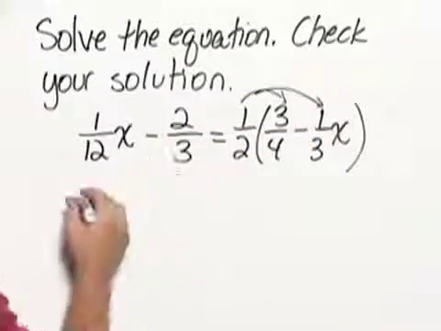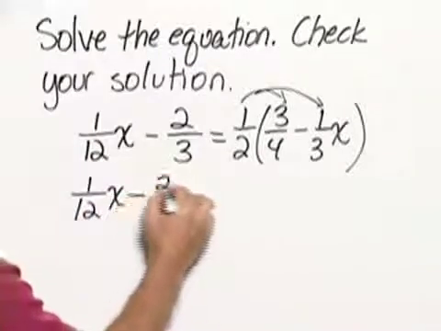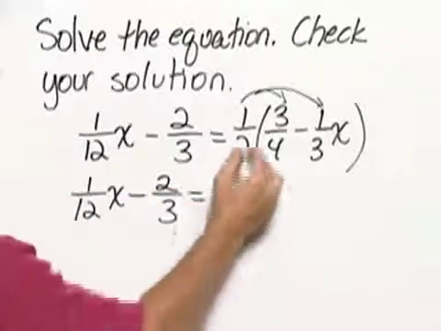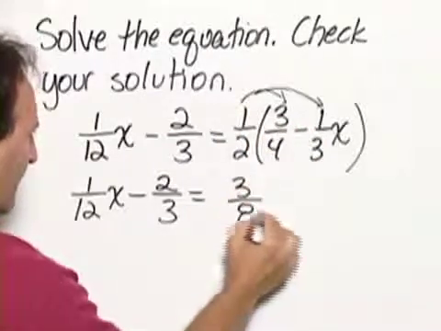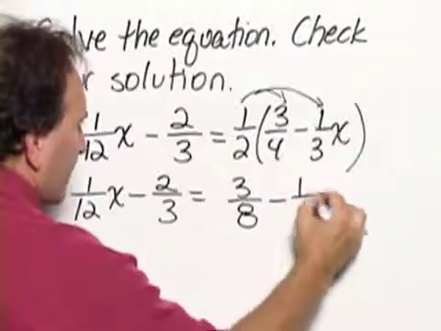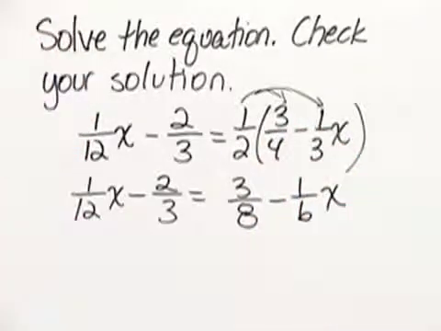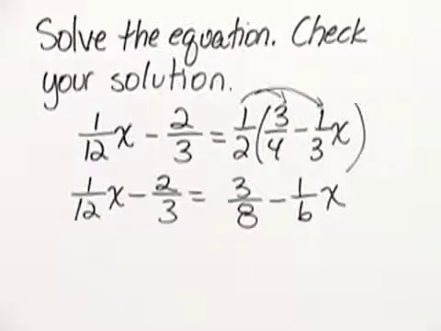So we still have the left-hand side as itself, 1/12 x minus 2/3, and that's equal to 1/2 times 3/4, which is 3/8. Then 1/2 times negative 1/3 is negative 1/6 x. There's various ways to approach this problem. What we will do in this particular case is find the common denominator among those denominators and then multiply both sides by that common denominator.